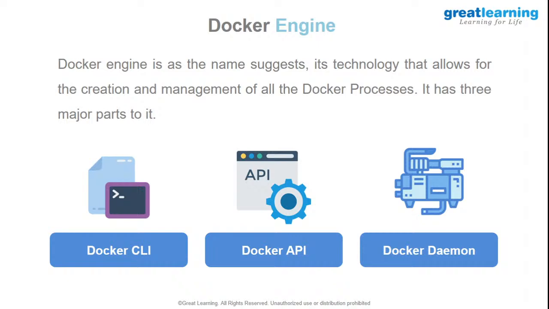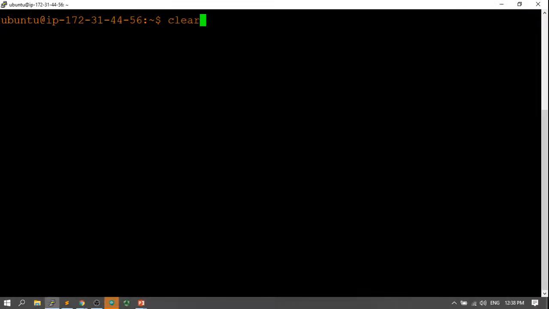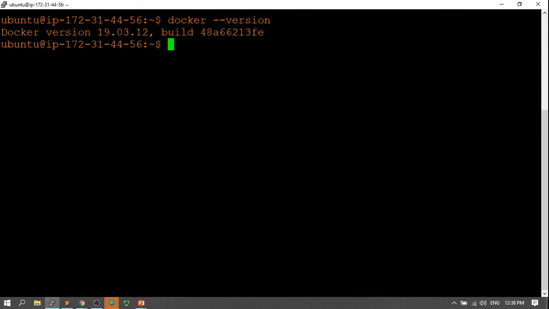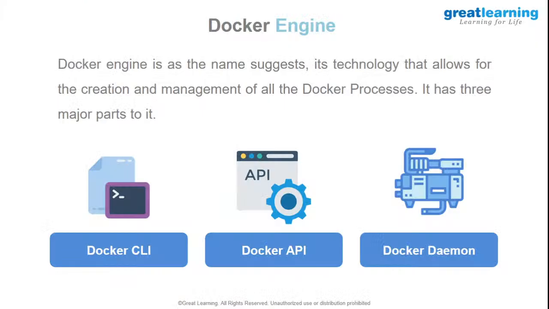Like, we did docker version over here, right? So docker version was us asking Docker daemon to tell us what's the version of Docker. So that's what happened. So you basically type in all of your requests using Docker CLI, and Docker API is the method of communication between the CLI and the Docker daemon. So whatever request we give in, it will be taken up by the API and communicated to the daemon.